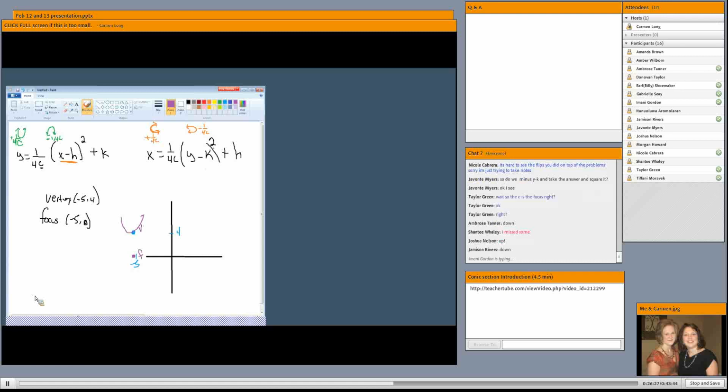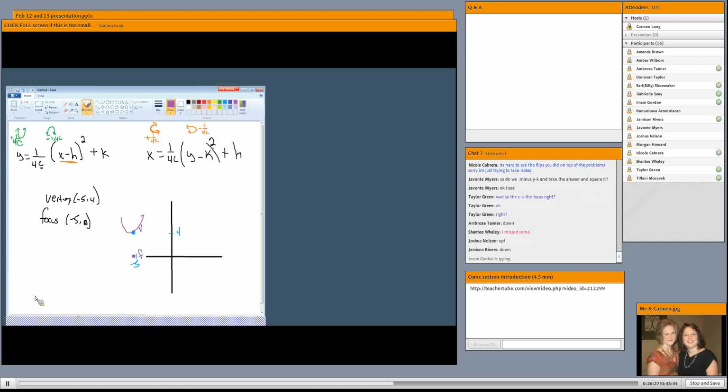Don't make it that hard. What times 4 equals 8? There you go, 2. 2 times 4 equals 8. So I know I have a directrix right here. 4. I didn't have to do anything but just count, because the distance from here to here has to be 2, and the distance from here to here has to be 2.